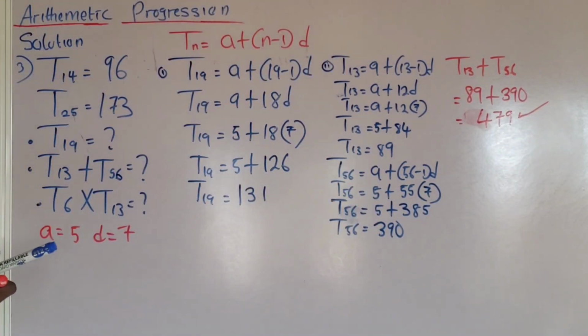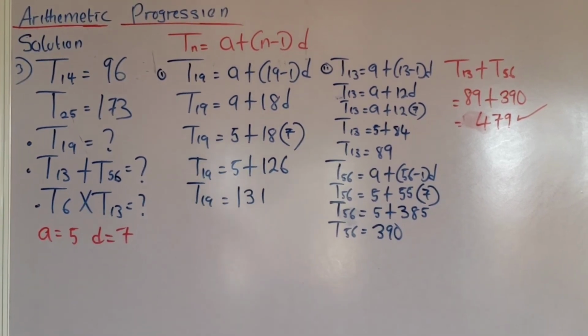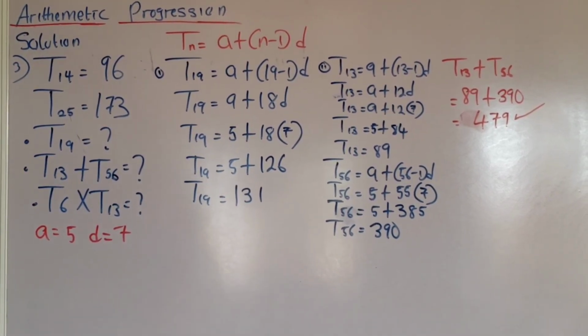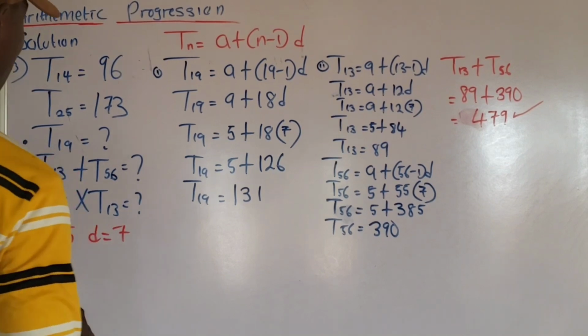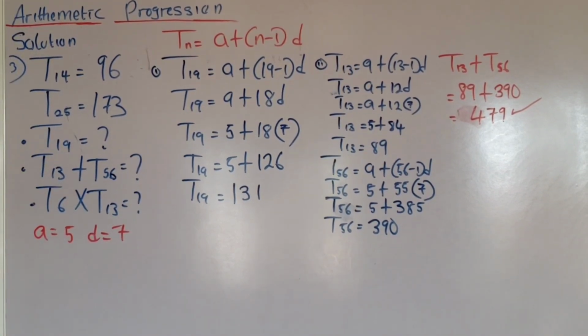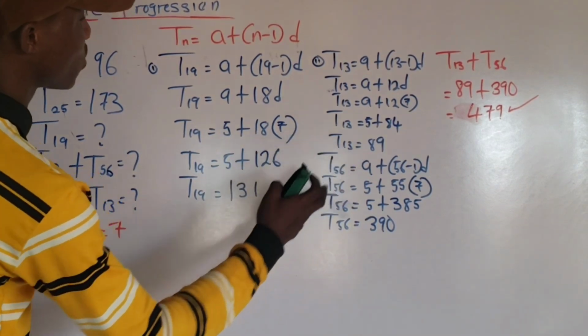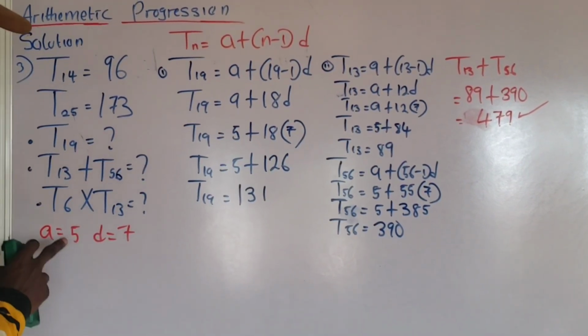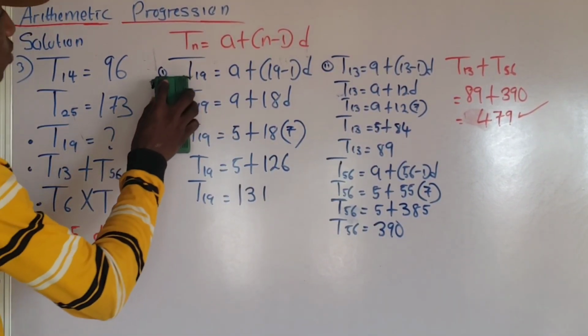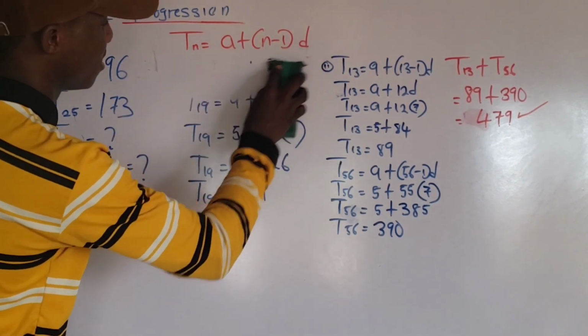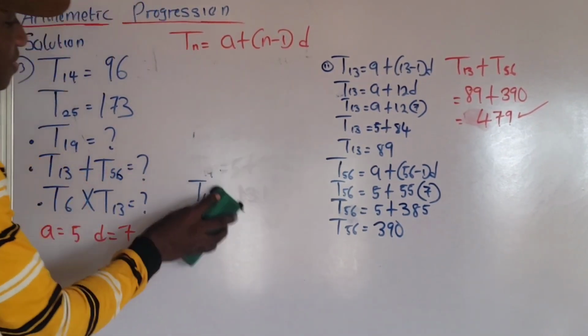Now, we are asked to calculate the product of the 6th term and the 13th term. How do we go about it? All we have to do is calculate the 6th term separately, then calculate the 13th term separately. When you are done, then you take the product. We have already gotten the 13th term. The 13th term is 89. So all we need now is the 6th term. You understand? So I'm going to erase this.